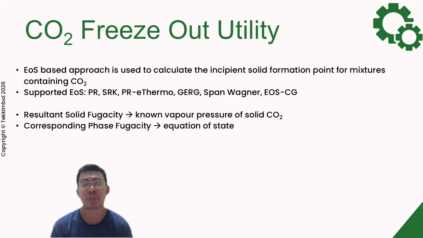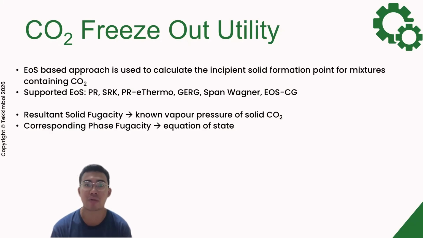Before going to the simulation, I would like to give a little explanation about the CO2 freeze out utility. This is an EOS-based approach that is used to calculate the formation of solid in a mixture that contains CO2. We can only use several EOS such as PR, SRK, PRE thermal, GERG, Span-Wagner, and EOS-CG. Especially Span-Wagner, I think, is a very popular EOS or fluid package that is used to model a CO2 system. One note about this utility is that it is based very much on the fugacity of the phase.